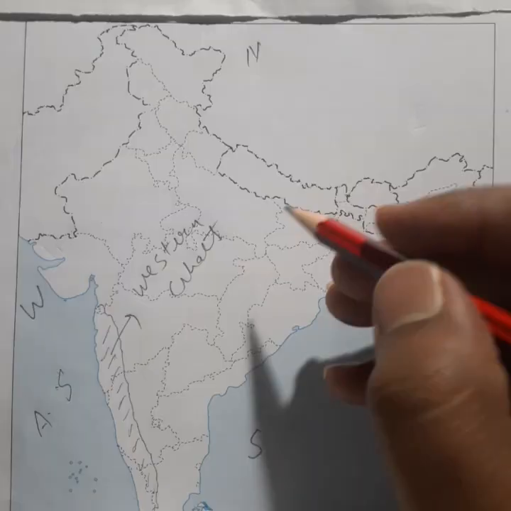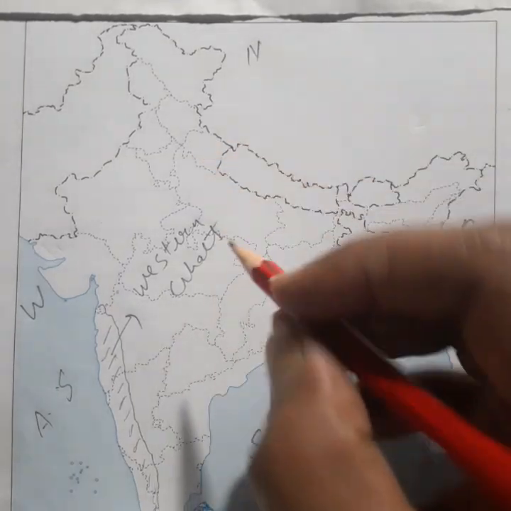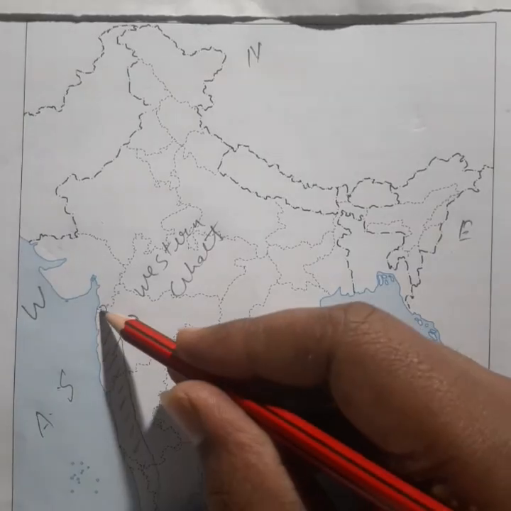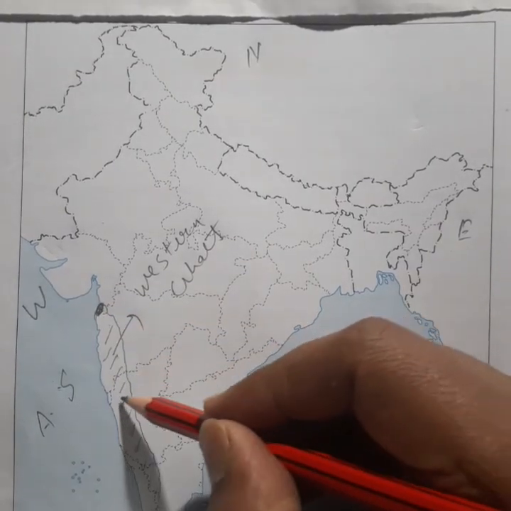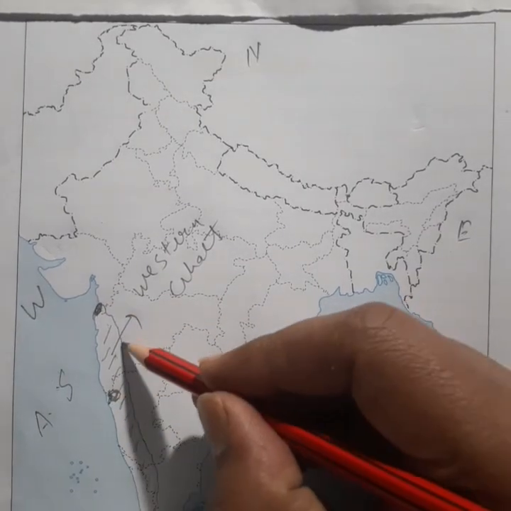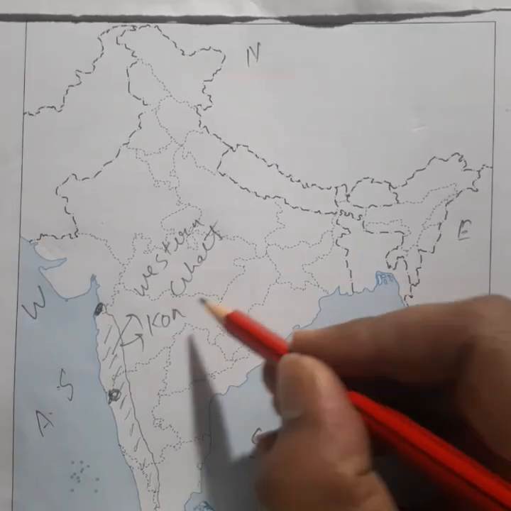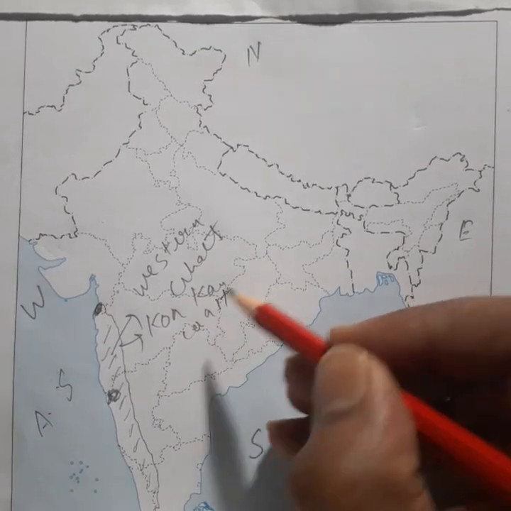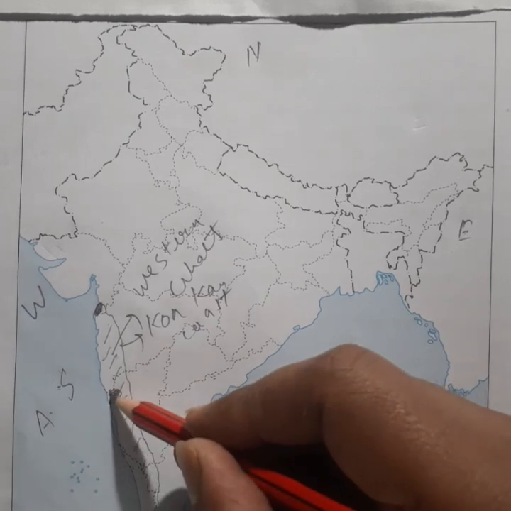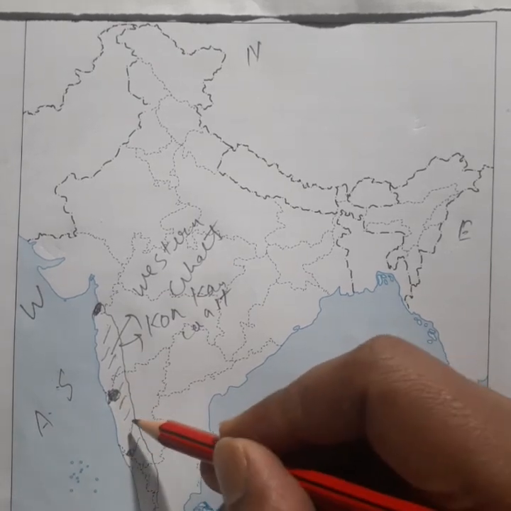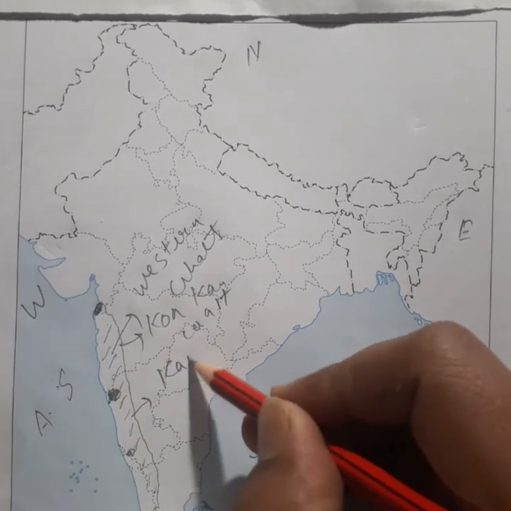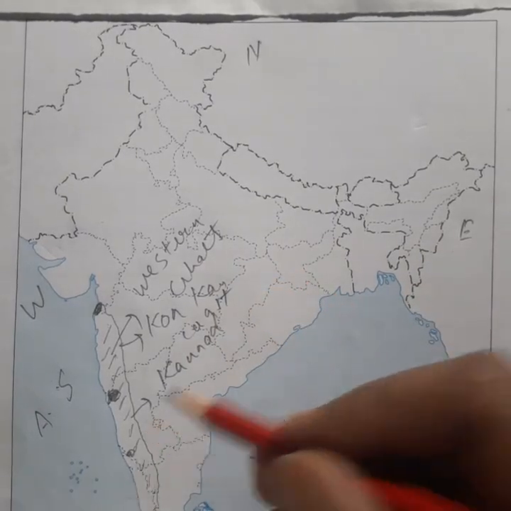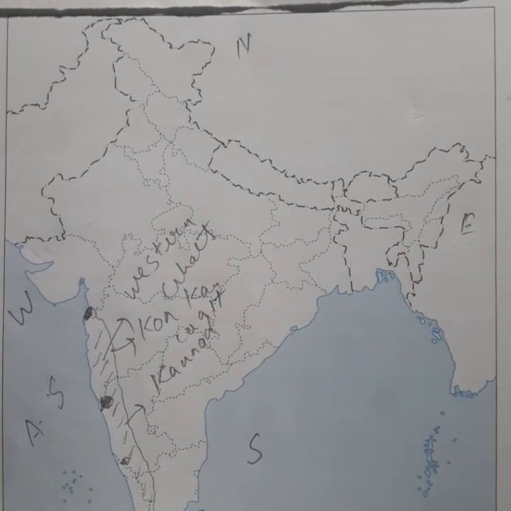Now the Western Ghats is divided into three parts, right? The first part, from Mumbai to the Goa region, is known as the Konkan coast. The second, from Goa to Karnataka, is known as the Kannad coast, or more specifically, the Kannad plain.